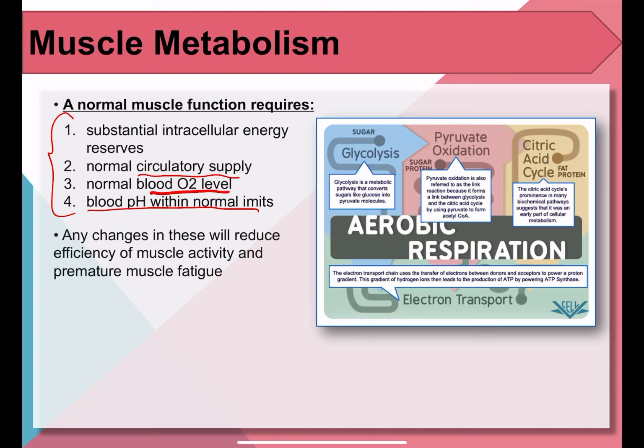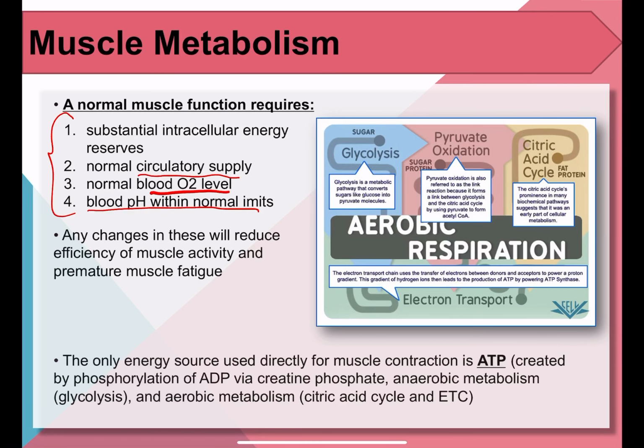Any changes in levels of these values will reduce the efficiency of muscle activity and also cause premature muscle fatigue. This is why we have to have constant values of these things. Energy reserve, blood supply, oxygen level, and pH must always be within that narrow range I mentioned in chapter 1, 7.35 to 7.45 for pH.